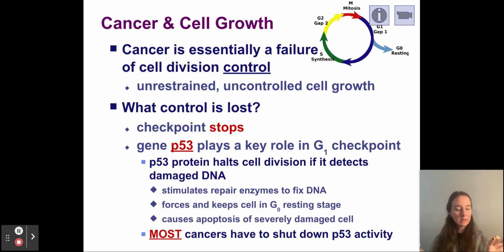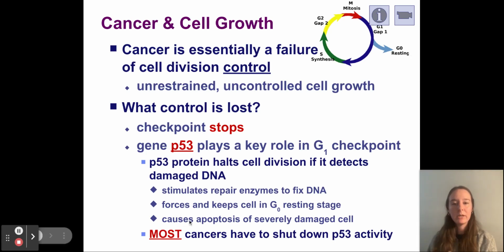So if your DNA is mutated or damaged, let's say from UV light or from a chemical, then it will say, oh, fix your DNA before we move into the S phase. We don't want to make a copy of the DNA if it's not perfect. Or it can force and keep the cell in the G naught or the resting phase. So basically, if you have a lot of p53 protein, the cell has the red light on, it's still in G naught. We don't want to move into the S phase.